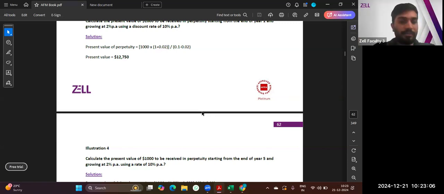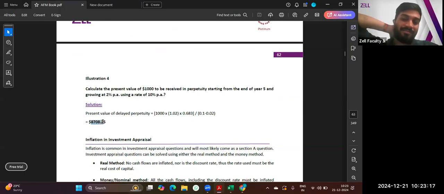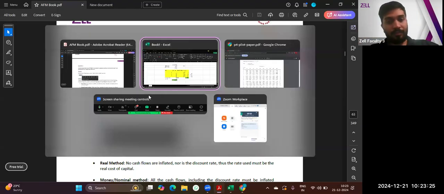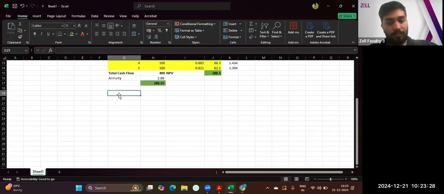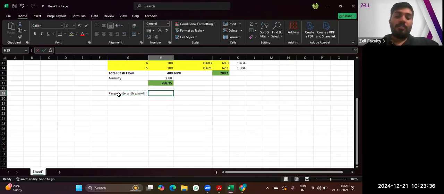Everyone got the answer? Naomi, Sashidhar, and Aaron. 8537? How much? 8537. No. Understand, this is a perpetuity with growth. Okay. Now understand this thing. The perpetuity with growth formula is cash flow into 1 plus g, divided by R minus g.